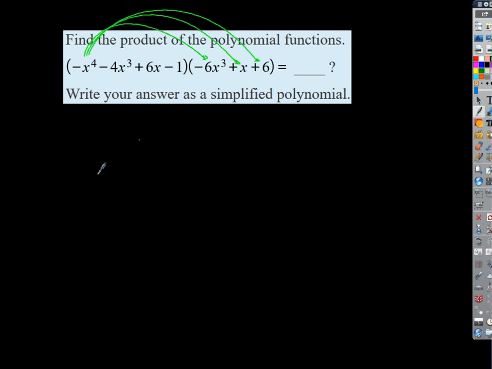What am I going to get? What's negative x to the fourth times negative 6x cubed? I can break this into parts. I can look at the product of the coefficients, which is going to be the hardest part, honestly, and then the product of the variables, right?